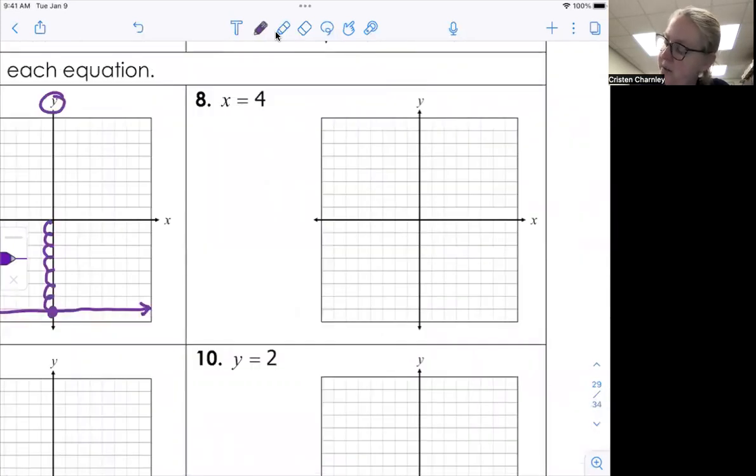X equals 4. Here's my x-axis. I'll count right 4. 1, 2, 3, 4. There's my dot. And I go up and down.